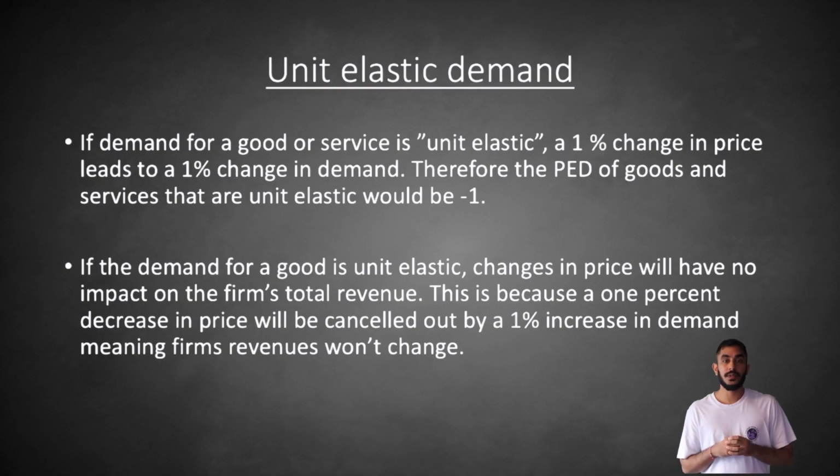If demand for a good or service is unit elastic, a 1% change in price leads to a 1% change in demand. Therefore, the PED of goods and services that are unit elastic is -1. If the demand for a good is unit elastic, changes in prices will have no impact on the firm's total revenue. This is because a 1% decrease in price will be cancelled out by a 1% increase in demand, meaning firms' revenues will remain unchanged.